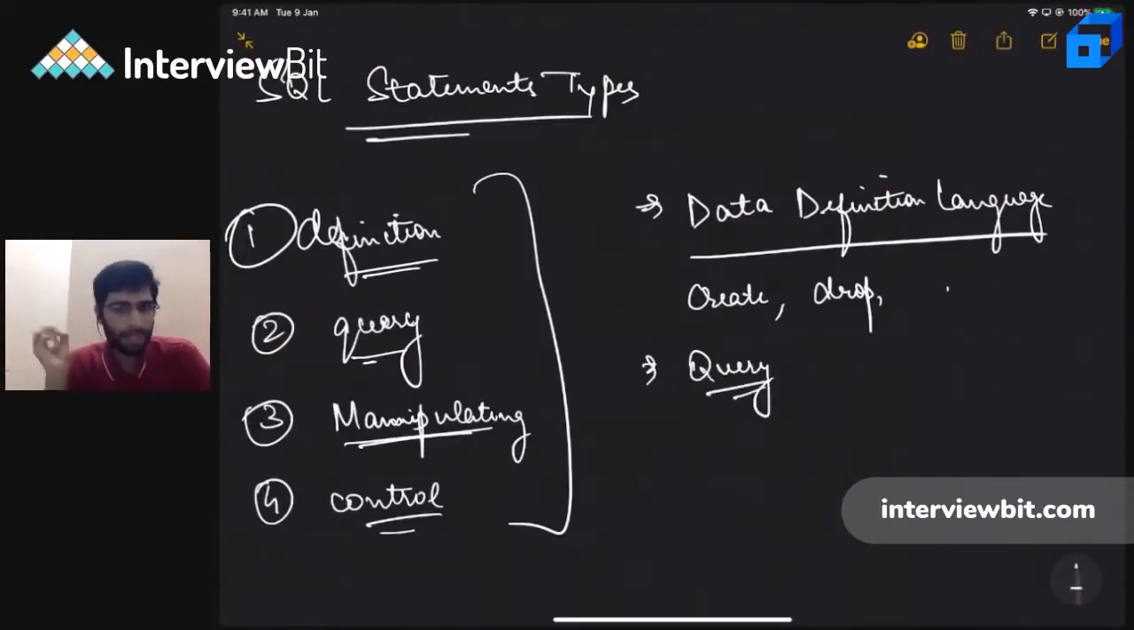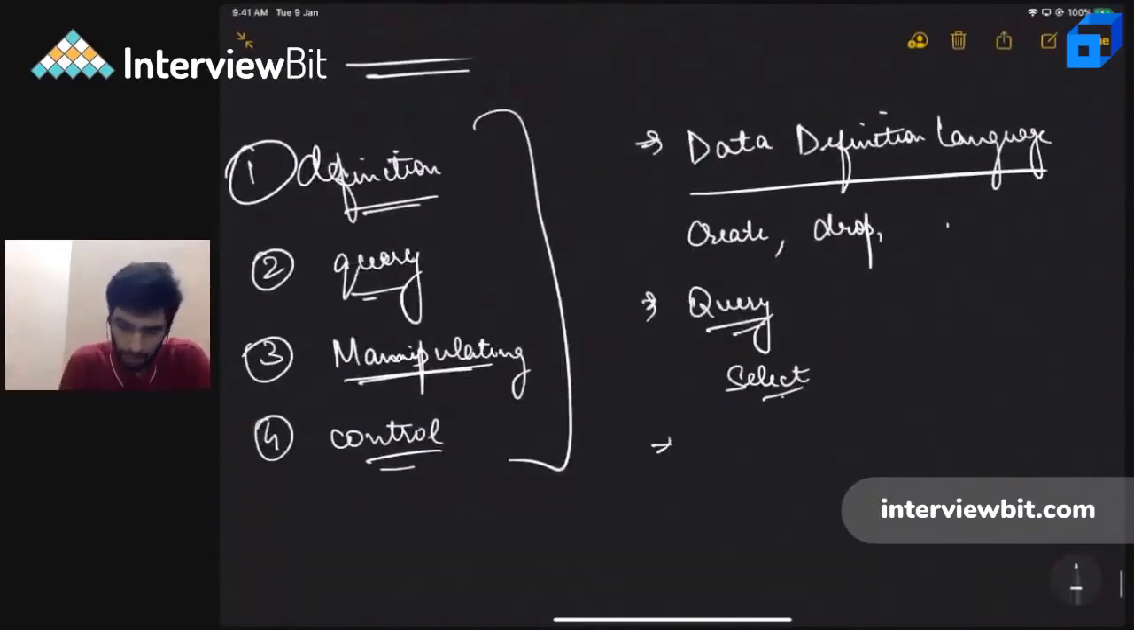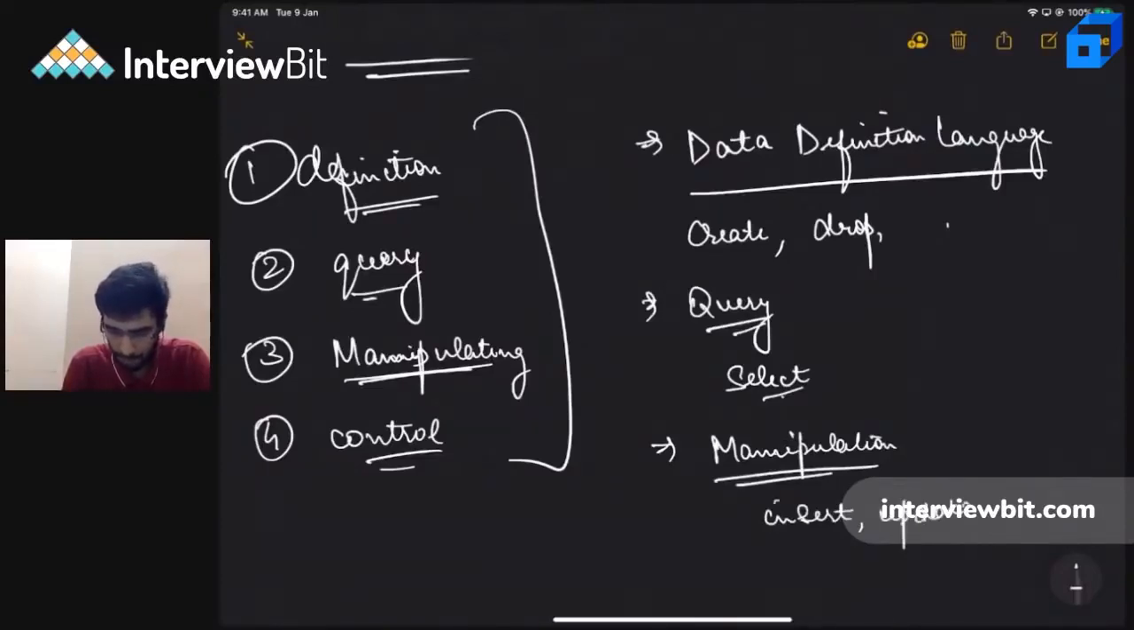For querying in a database, what are the statements that we actually used? One most prominent statement that we used for query in a SQL database was select. That is the SQL statement used for selection, for query. And the third thing can be manipulation. These manipulations can be insert, update, and all those things.